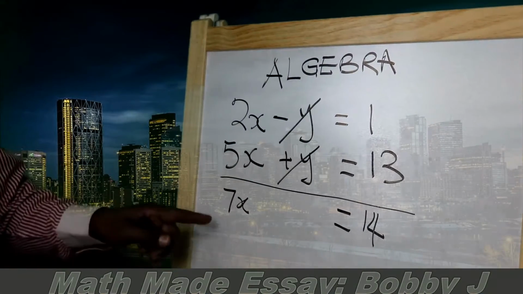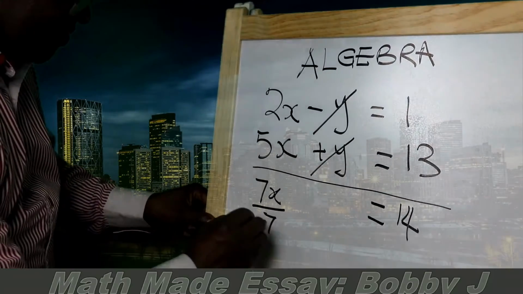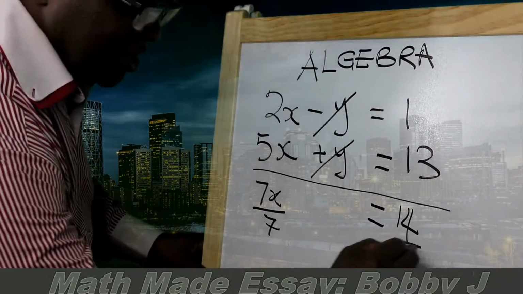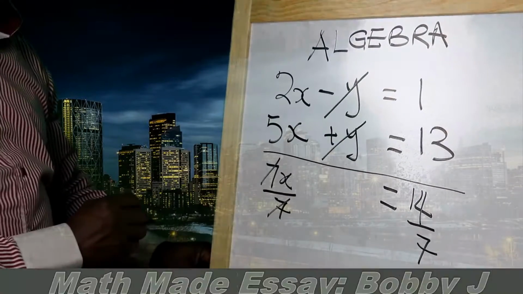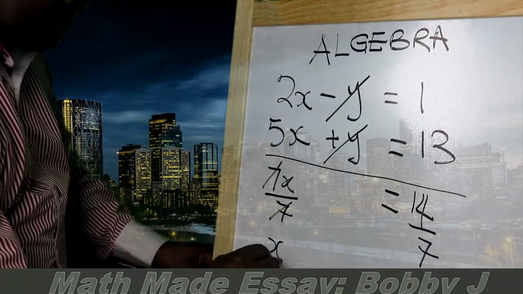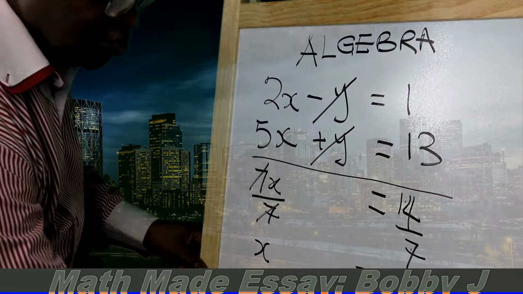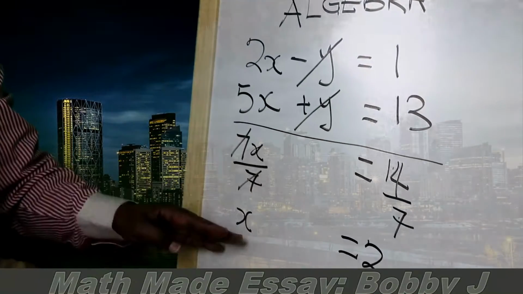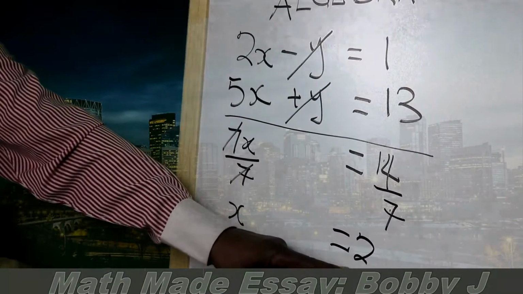We divide by the coefficient of the unknown. So we divide everything by 7. Once we do it here, we have to do it here as well. This 7 will cancel this 7 out. And then we are left with x, which is one of the unknowns we want. And then 14 divided by 7 will give you 2. So right from here, we know that x from this equation is 2.